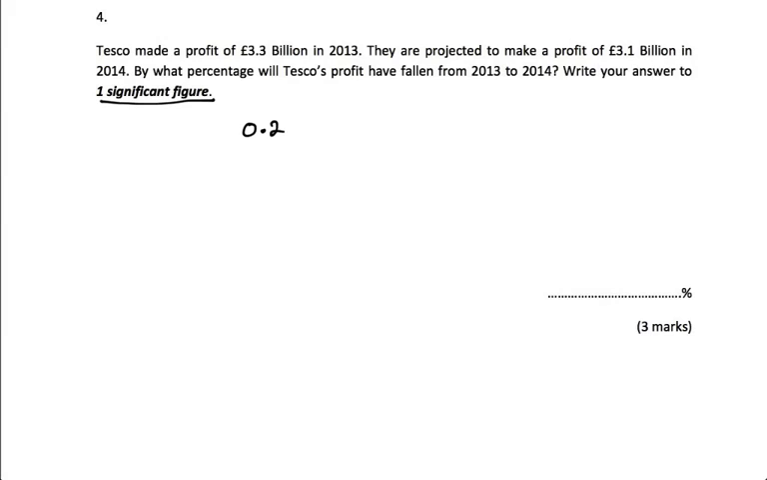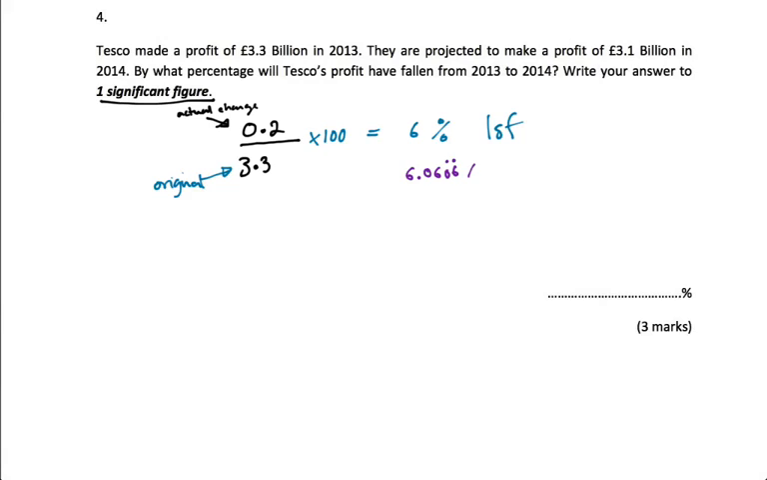So we could do 0.2 divided by 3.3. We're doing the actual change divided by the original amount, and it's like you got 0.2 in a test and the test was out of 3.3, so to work that out as a percentage you do 0.2 divided by 3.3 times 100. This gives you an answer of 6% to one significant figure, and 6.0606 recurring was the number you got in your calculator.